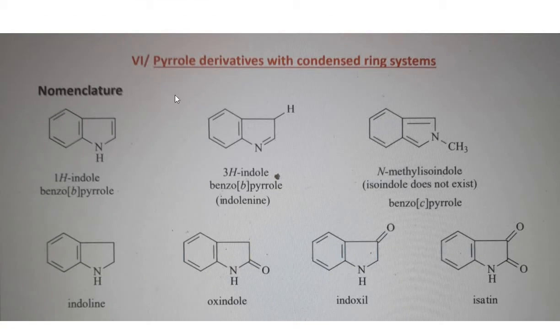Now, my friends, pyrrole derivatives with condensed ring systems: 1H-indole, benzo[b]pyrrole. Same as you can see, this hydrogen, if it goes here, then 3H-indole, benzo[b]pyrrole. Indolenine is its common name. Again you can see N-methyl isoindole. Check this type; this is not in your syllabus, just for knowledge, but focus on these two structures.